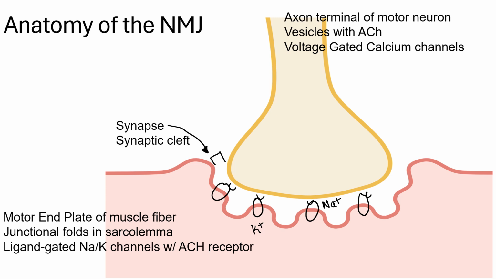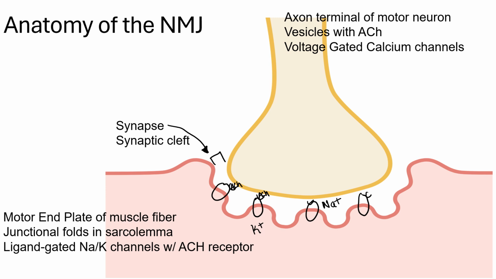Recall from a previous chapter that ligand-gated channels open up when a physical molecule makes a connection with them. So the ligand that opens up these channels, or the key that opens up these doors, is ACH. If you can get ACH to connect here, then you can open up these channels. So ACH doesn't actually enter into a muscle fiber. It doesn't go through the channel. It just connects with this receptor and it opens up the channel.